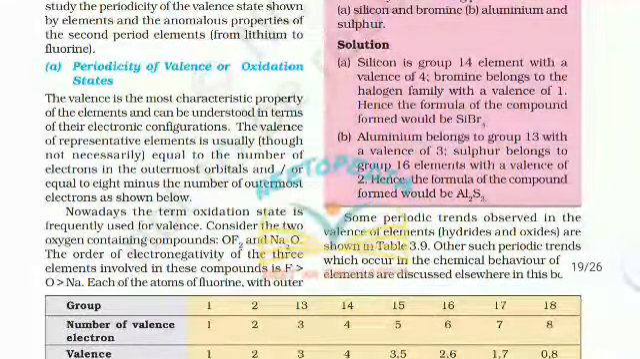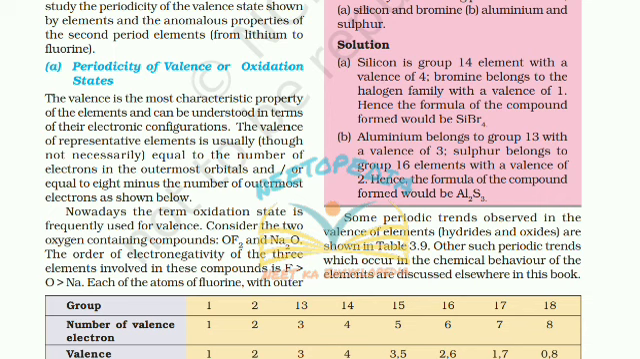A. Periodicity of valence or oxidation states. The valence is the most characteristic property of elements and can be understood in terms of their electronic configurations. The valence of representative elements is usually, though not necessarily, equal to the number of electrons in the outermost orbitals and/or equal to 8 minus the number of outermost electrons, as shown below. Nowadays, the term oxidation state is frequently used for valence. Consider the two oxygen-containing compounds OF2 and Na2O. The order of electronegativity of the three elements involved in these compounds is fluorine is greater than oxygen is greater than sodium.